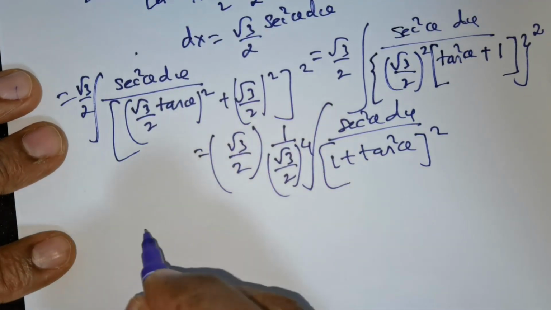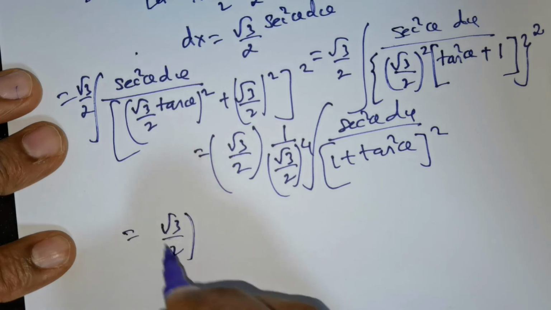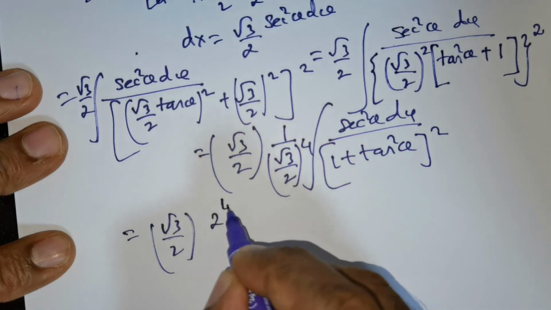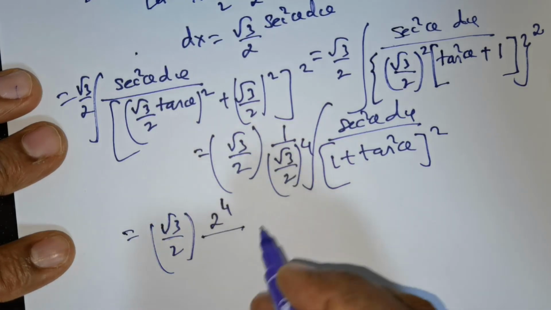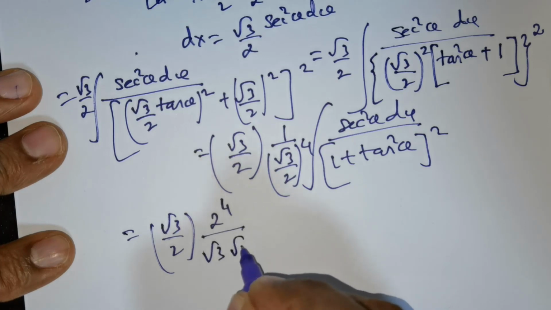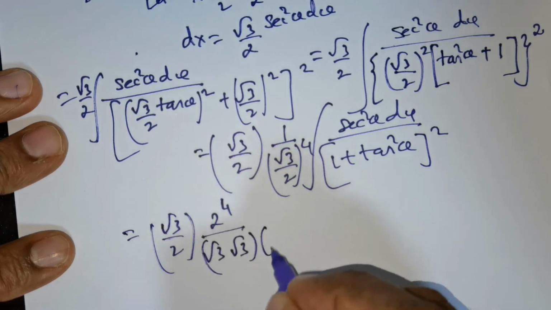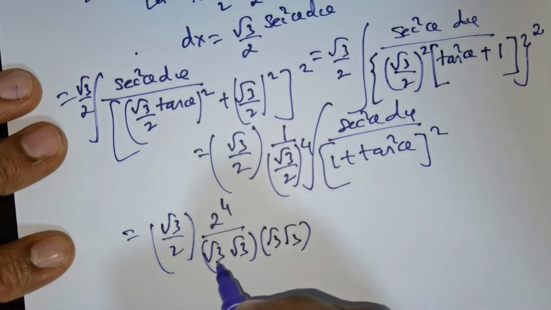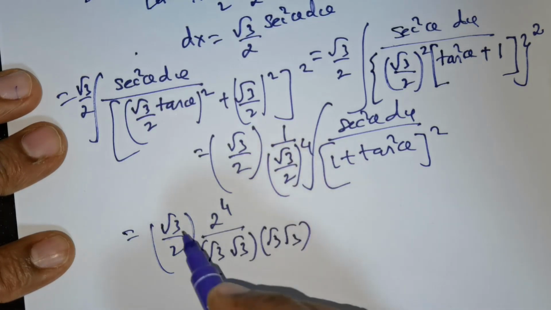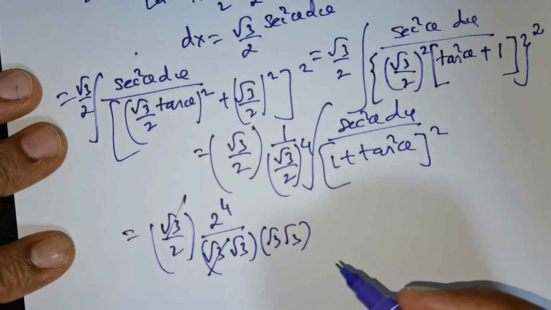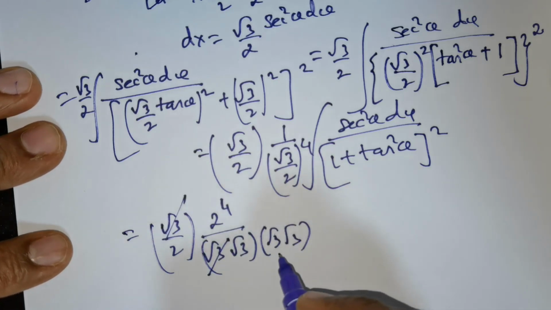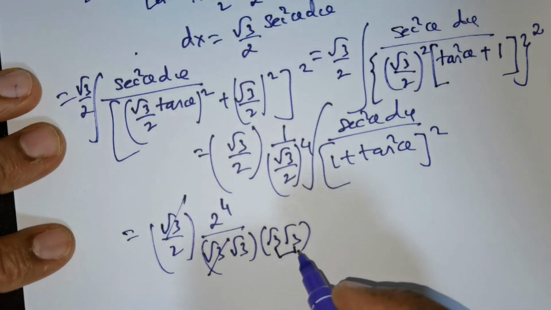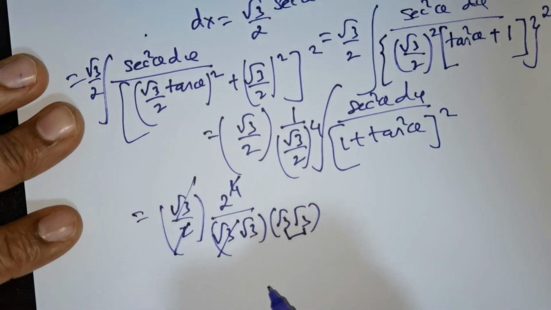Now you flip it. If you were to flip it, you get root of 3 over 2. This is going to be 2 raised to the power of 4 divided by root of 3 times root of 3, right? Because it's root of 3 raised to the power of 4. So I can cancel this one root of 3 out, and that would mean root of 3 into root of 3, that's going to give me 3. But 2 and 2 can be cancelled.